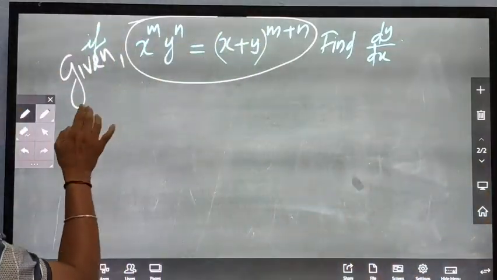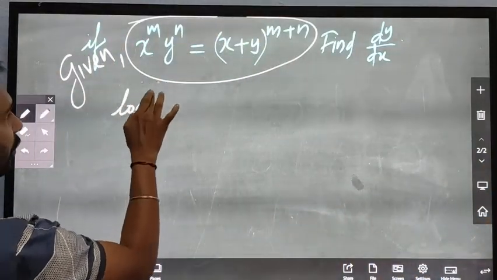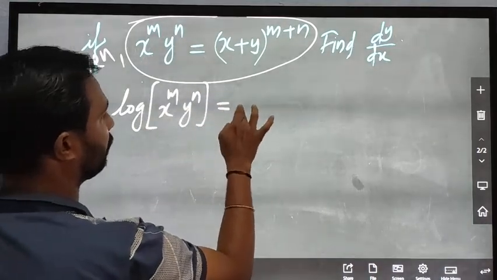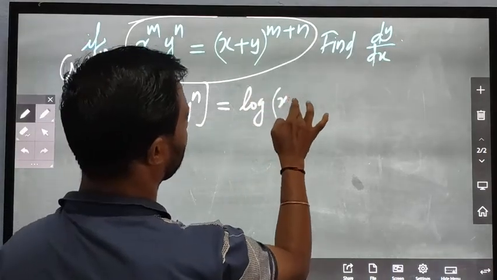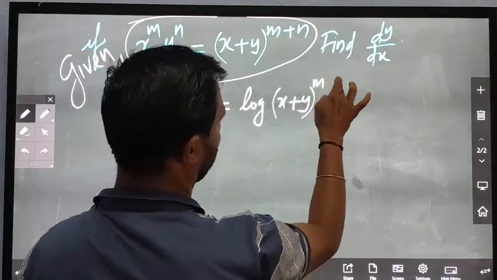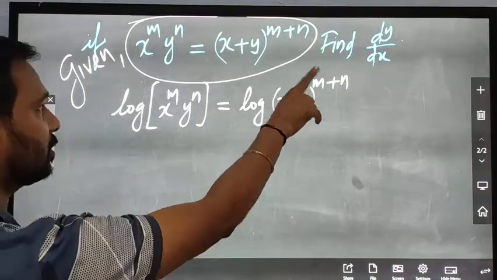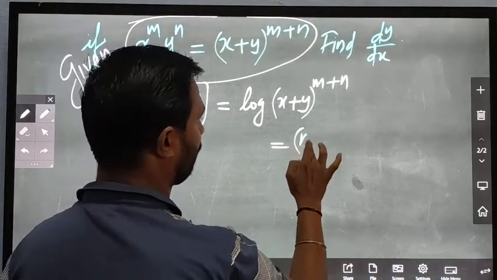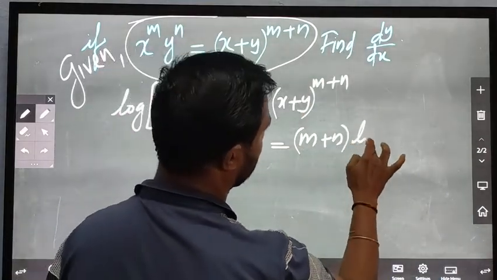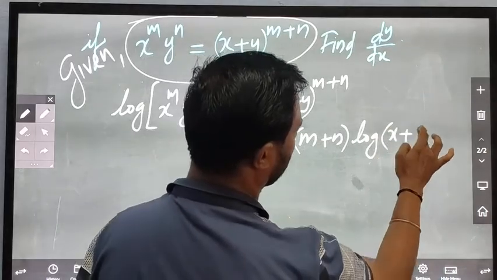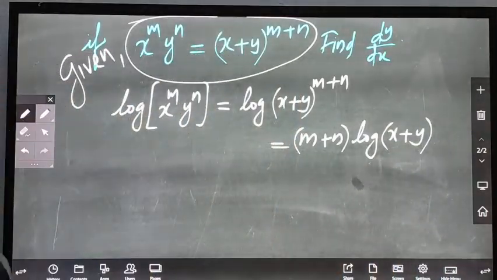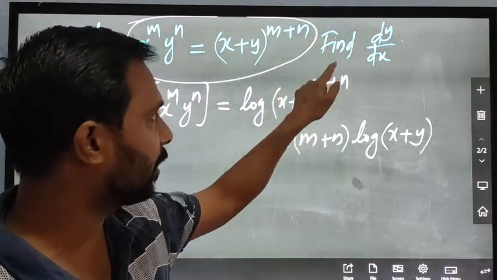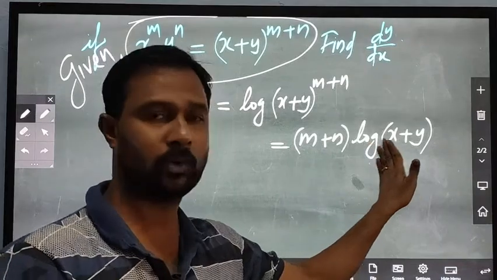Applying log on both sides, it is log of x power m, y power n is equal to log of x plus y power m plus n. Now apply the logarithm. This side directly becomes, the power comes in front, m plus n log of x plus y. Okay, that's it. What about the left side? Why I write the right side first: this is directly of the form x power n, so m plus n log of x plus y.